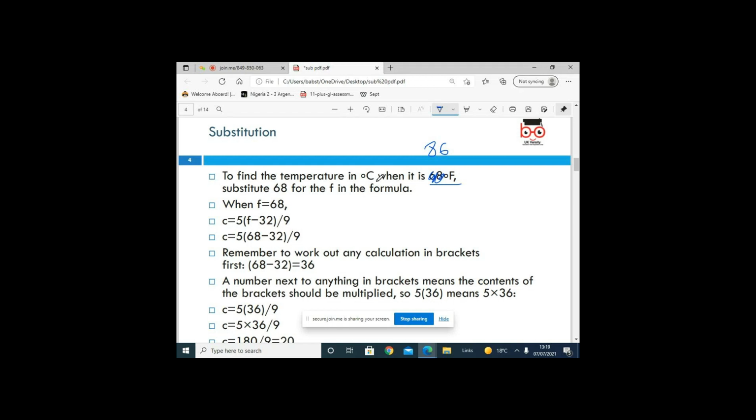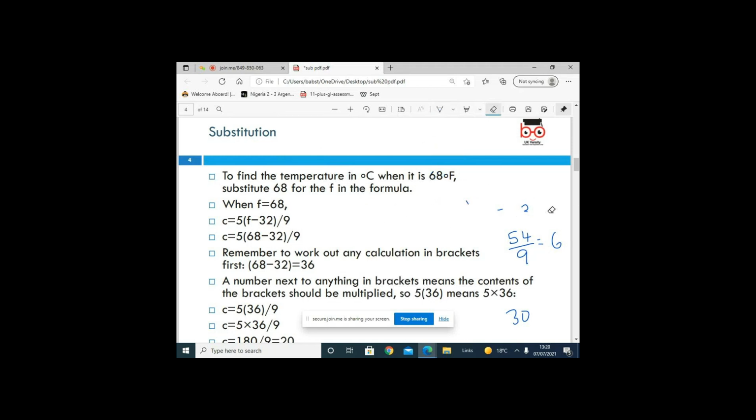So you said 30. Okay. So this is the formula. C equals 5 multiplied by (86 minus 32). 86 minus 32 gives you 54. 54 divided by 9 is 6. 6 times 5 is 30. That's correct. So when you substitute numbers, when you see the letters, you're changing them with numbers.